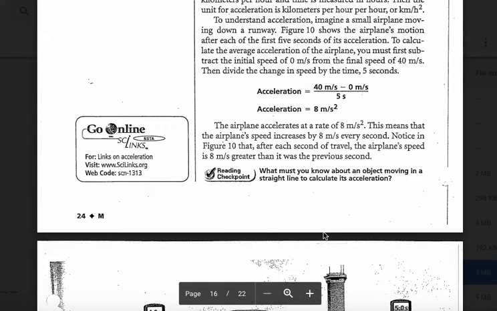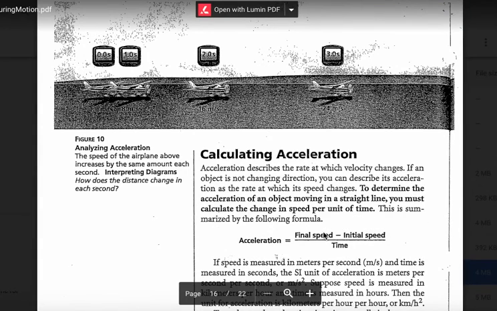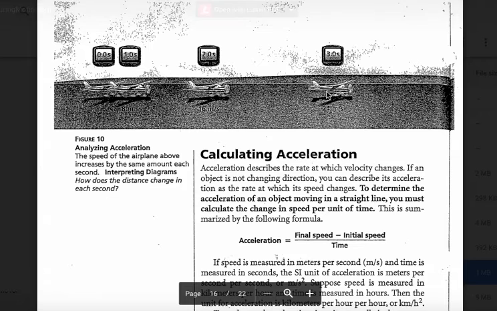The airplane accelerates at a rate of 8 meters per second squared. This means that the airplane's speed increases by 8 meters per second every second. Does that make sense? So every second, the speed of the airplane is increasing by 8 meters per second, and that's what acceleration is. Notice in figure 10 that after each second of travel, the airplane's speed is 8 meters per second greater than it was the previous second. You can barely read it. It's down here: 8 meters per second, 16 meters per second, 24 meters per second.